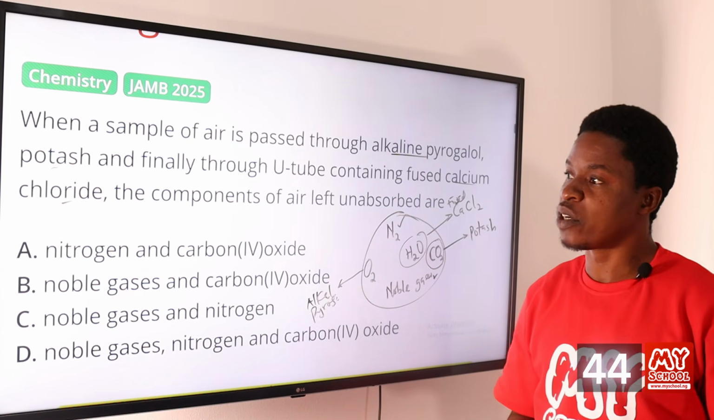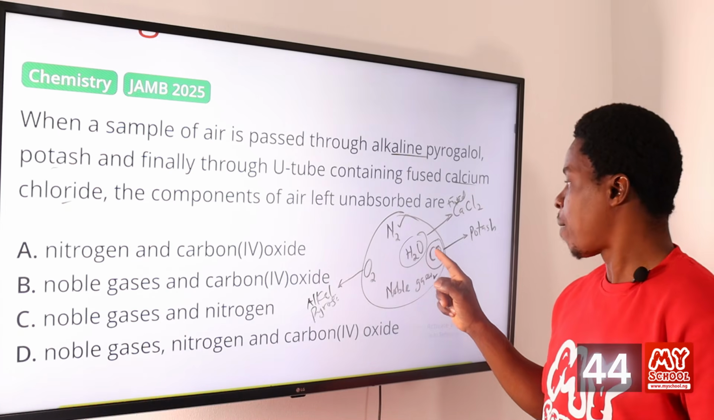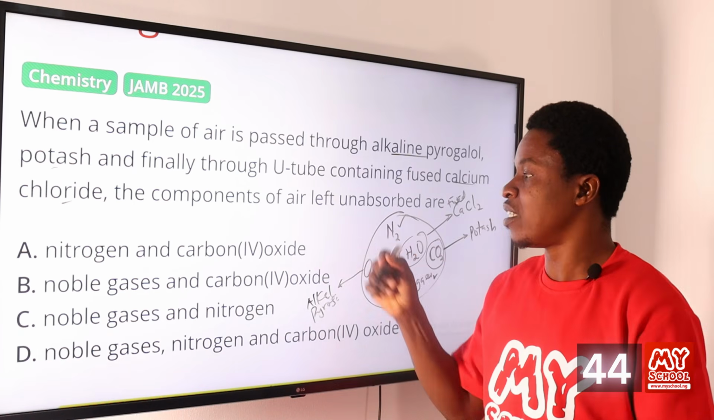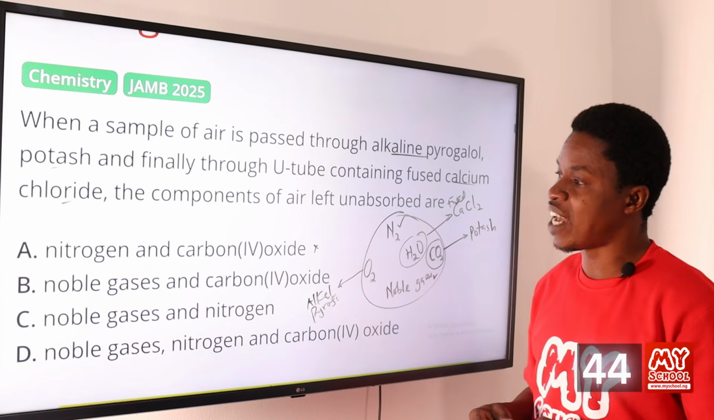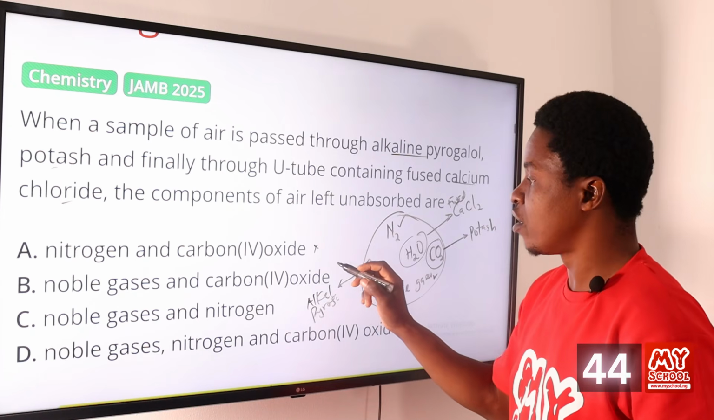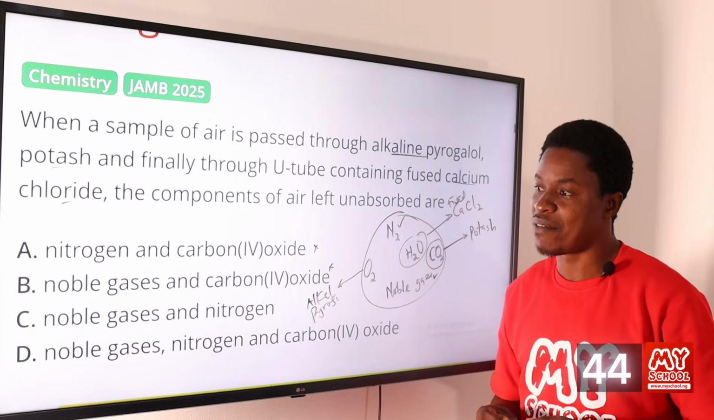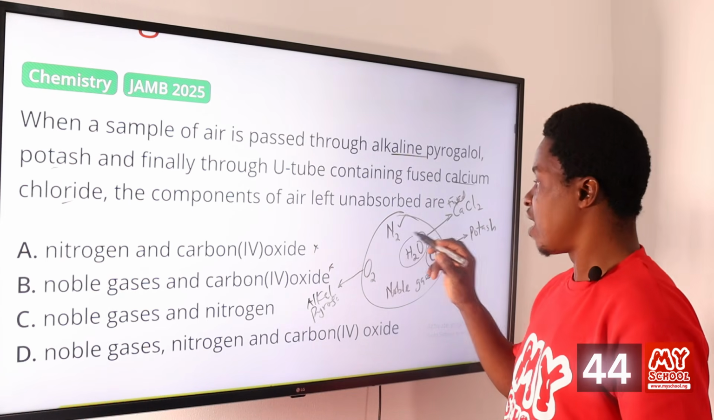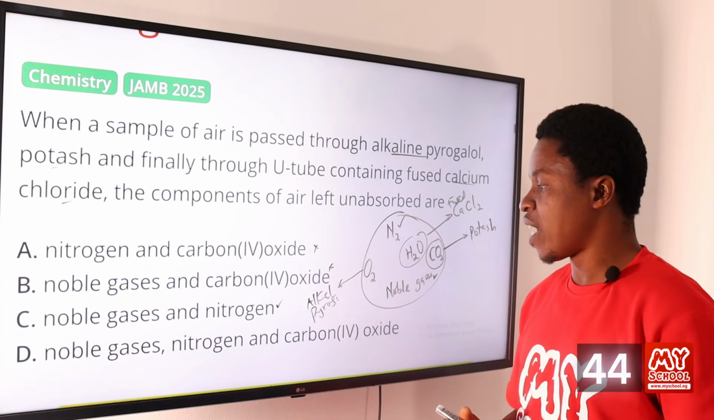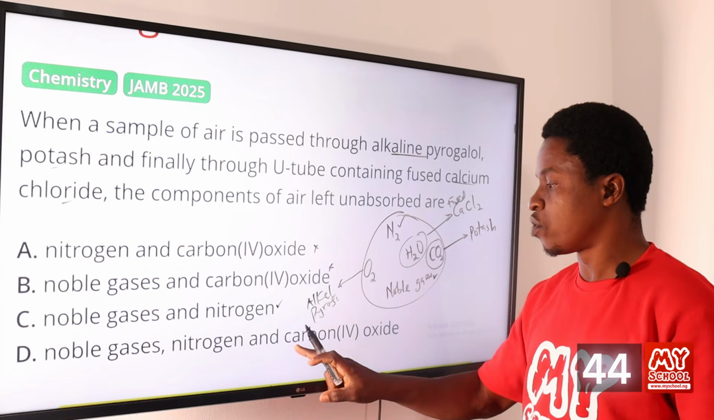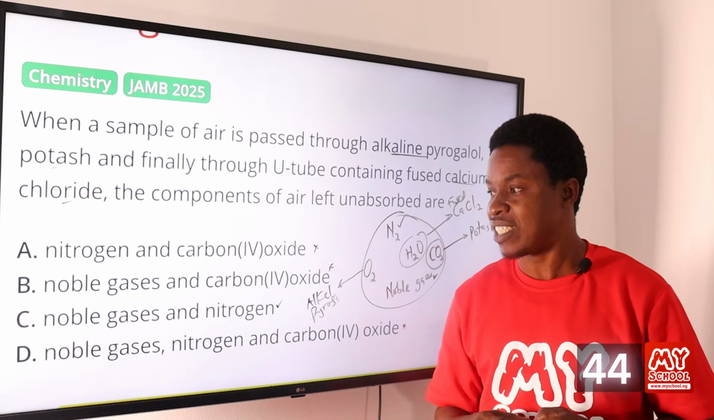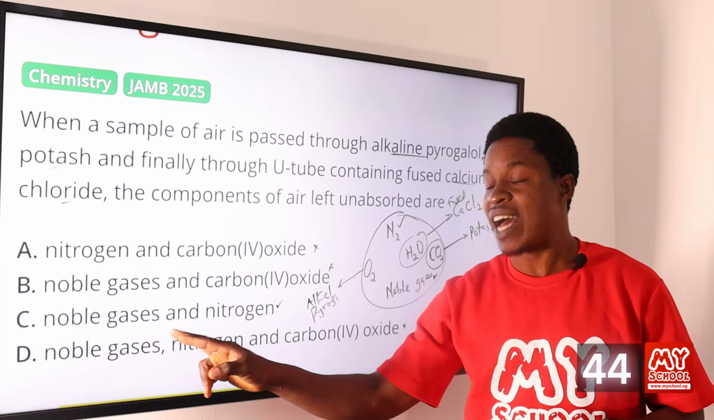So let's look at the options. Option A says we have nitrogen and carbon dioxide. Carbon dioxide already has been dealt with by potash, so nitrogen is correct, but this makes the option not correct. Option B says noble gases and carbon dioxide. Noble gases, yes, but carbon dioxide also makes this option eliminated. Option C says noble gases and nitrogen. We have noble gases here, we have nitrogen here, that is left in the air. Yes, that is correct. And option D says noble gases, nitrogen, and carbon dioxide. So the inclusion of carbon dioxide makes this option null. So the correct answer is option C, noble gases and nitrogen.